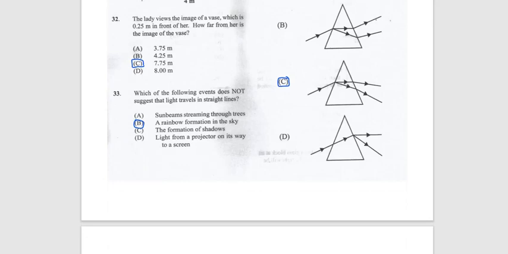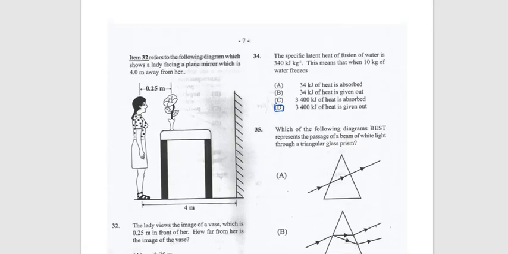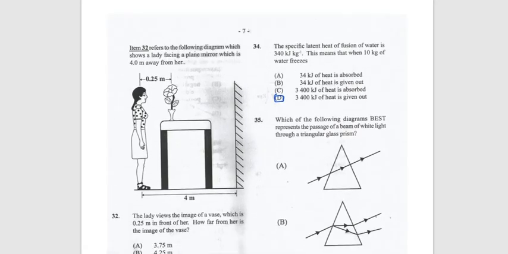33. Which of the following events does not suggest that light travels in straight lines? A rainbow formation in the sky. B. Because the rainbow, as the name suggests, is bent. 34. The specific latent heat of fusion of water is 340 kilojoules per kilogram. This means that when 10 kilograms of water freezes, it takes D. 3,400 kilojoules of heat is given up.